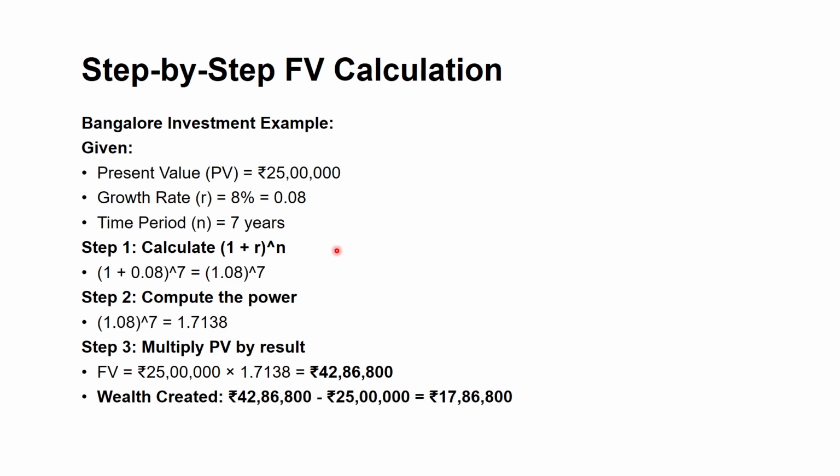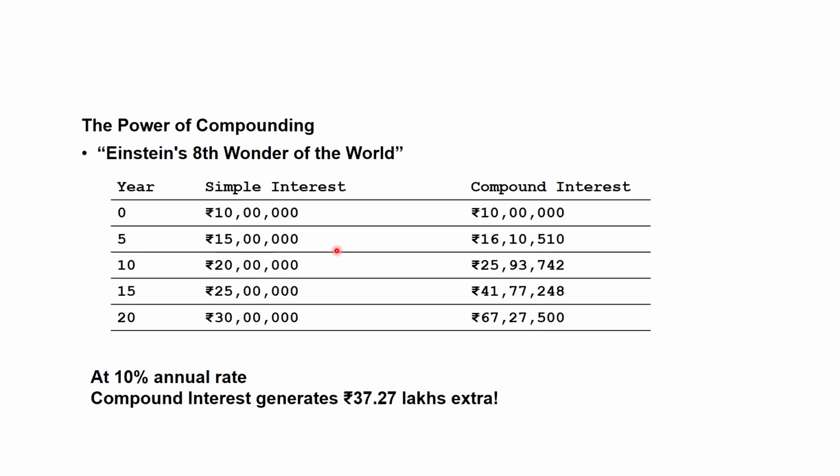So, that is there. Then we come to compounding. We just mentioned the power of compounding. So, let me show you why Einstein allegedly called compound interest the eighth wonder of the world. Now, this table compares simple interest versus compound interest on 10 lakh rupees at 10% annual rate over 20 years.